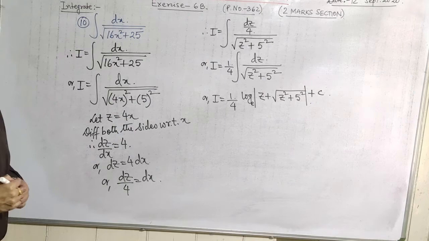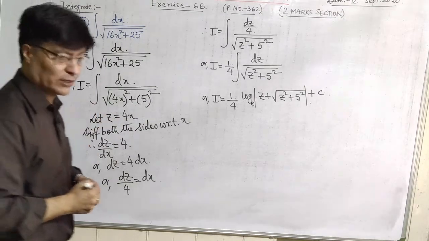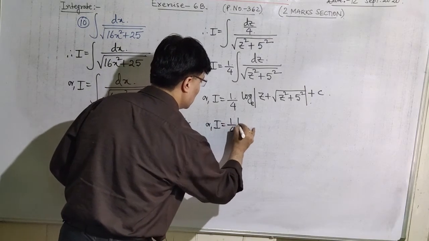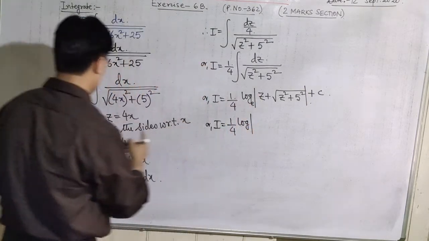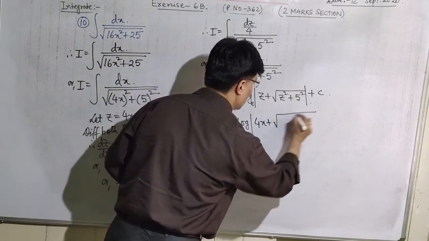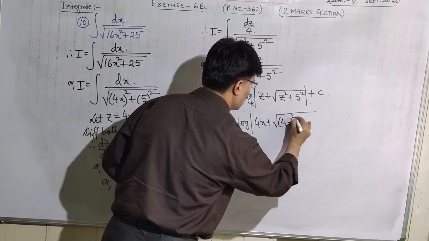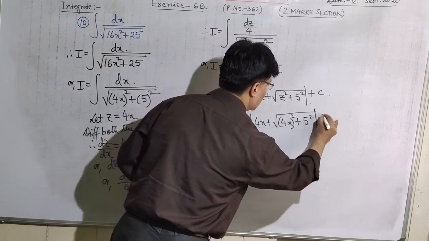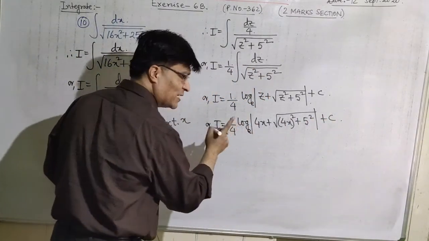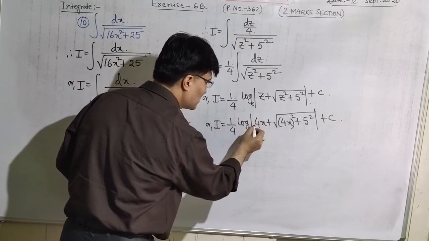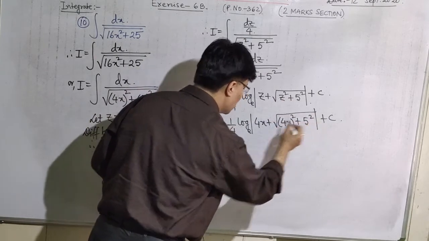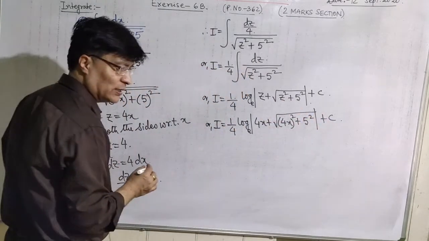So let us put the value for z now. What is the value for z? It is 4x, right? So I is equal to 1/4 log within mod 4x plus root over 4x whole square plus 5 square, mod sign closed. The base is e, and plus c, right?